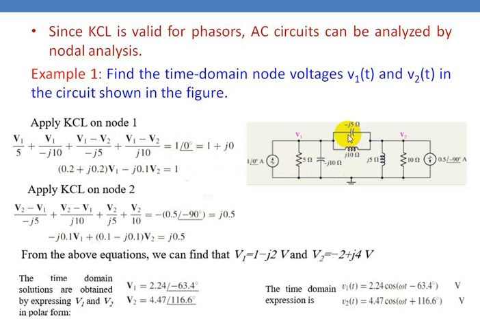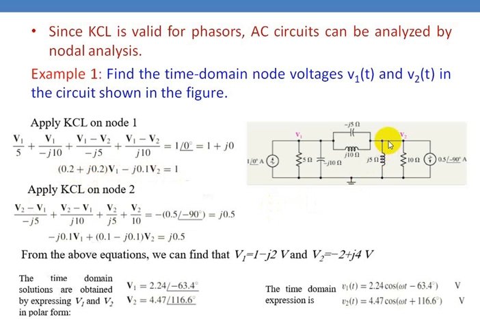So right here, now equate this current to the incoming current. Incoming current is 1 at an angle 0. So this 1 at an angle 0, in rectangular form, can be written as 1 plus J0. Now you simplify this equation and separate V1 terms and V2 terms. So you will get (0.2 plus J0.2) V1 minus J0.1 V2 equal to 1.